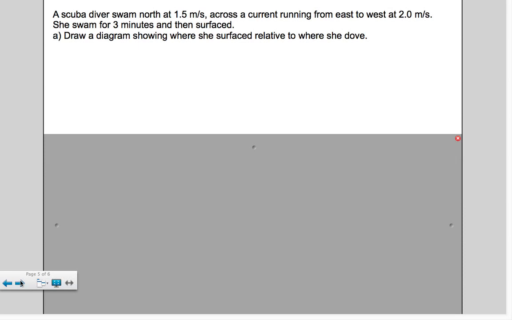So in some of the word problems, there's questions sort of like this. I want to make sure we go over one because some of the terminology and some of how you set it up is kind of weird. So write down the question: scuba divers swam north at 1.5 meters per second across a current running east to west at 2.0 meters per second.